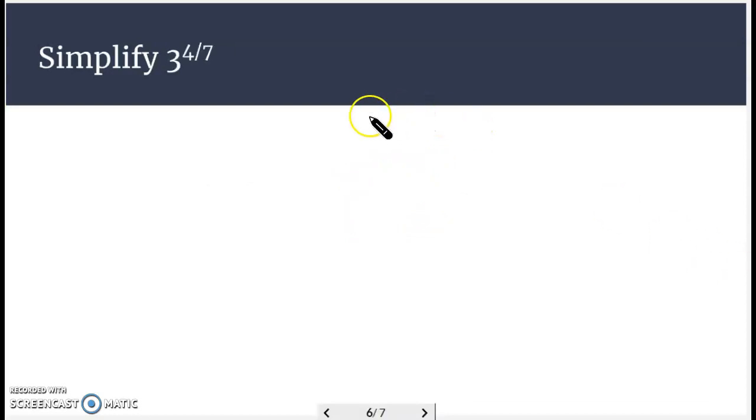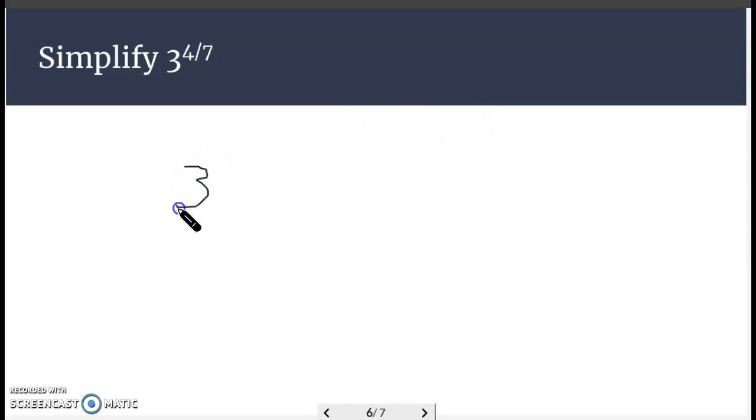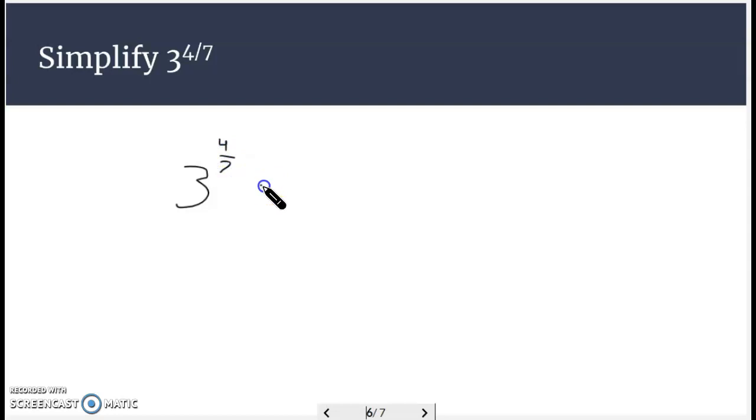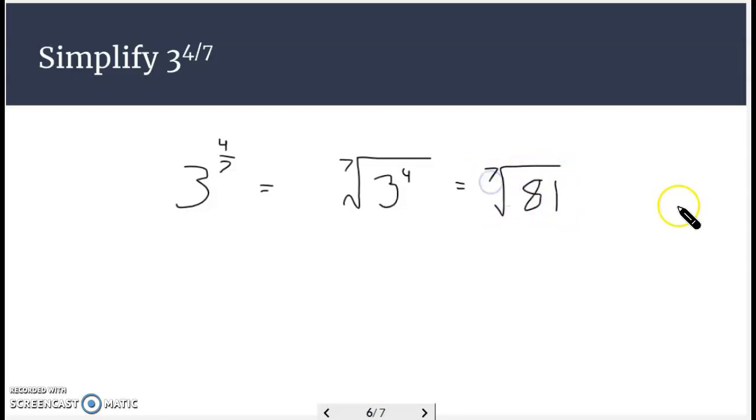Okay, now we're just going to rewrite this in radical notation. This is 3 to the 4/7 power. Writing that as a radical, radical symbol, 3 goes here, 3 to the 4th power. We're taking the 7th root. This could be construed as simplified. We can take 3 to the 4th, 3 times 3 times 3 times 3, which is 81. The true, I guess, simplified version of this would be the 7th root of 81.